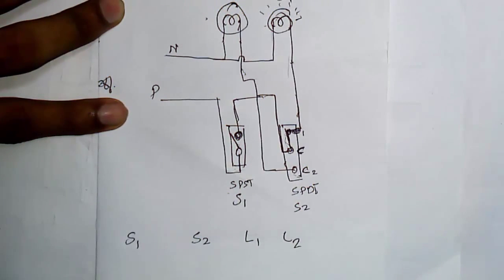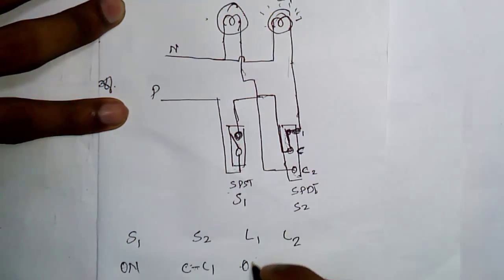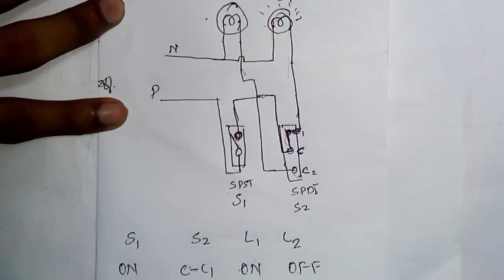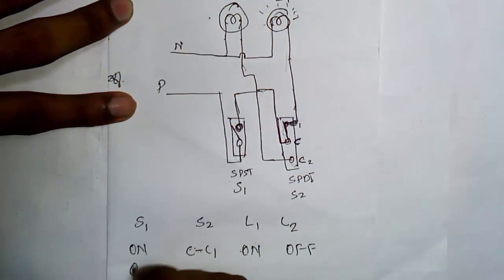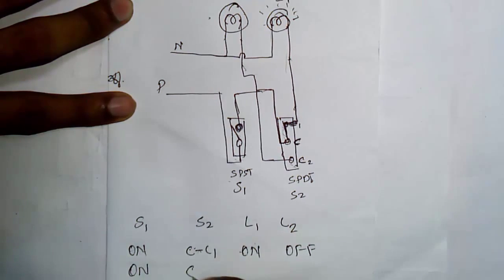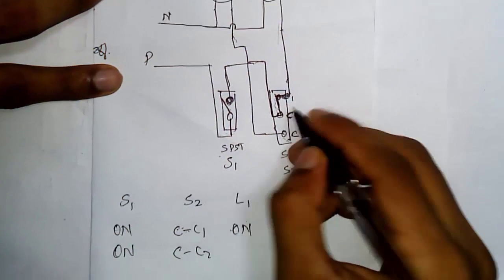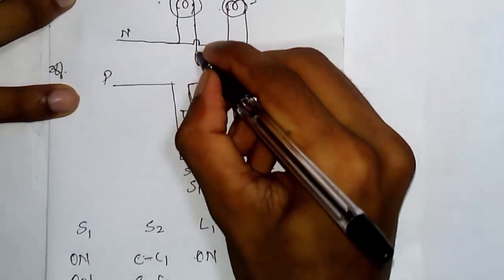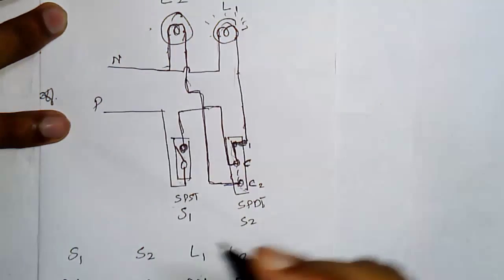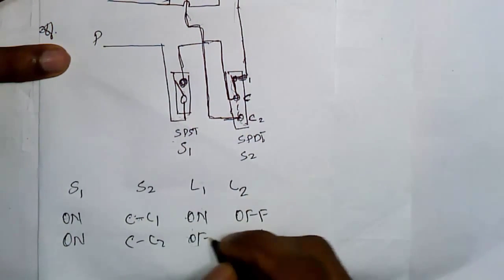With S1 on and S2 on C1 position, lamp 1 will be on and lamp 2 will be off. Now when the SPDT switch is at position C2, and S1 is on, the circuit will come here, from the common point which is connected to C2, through bulb L2 and complete the circuit, and bulb L2 will be on and L1 will be off at that time.